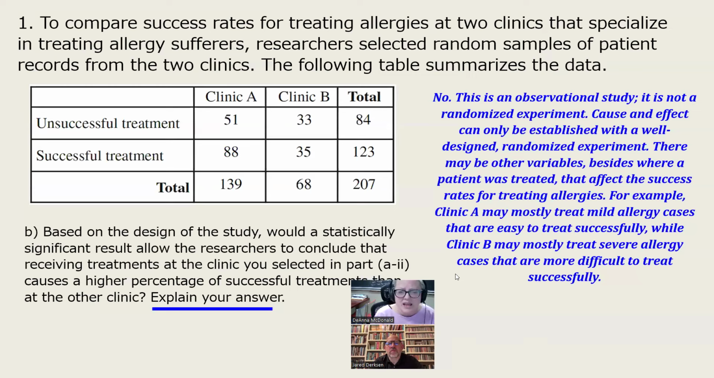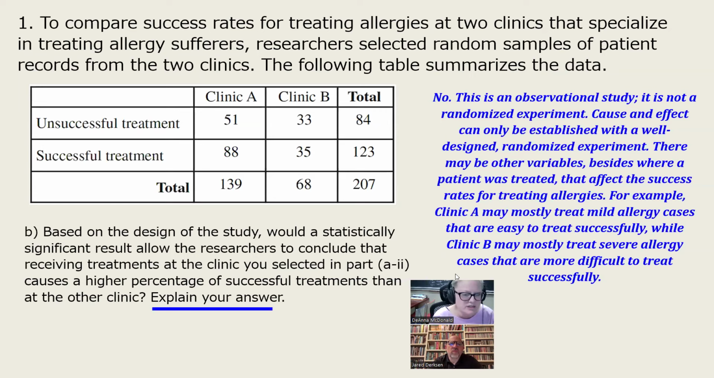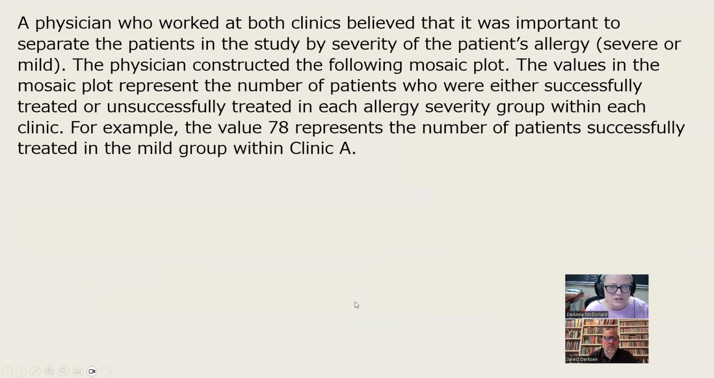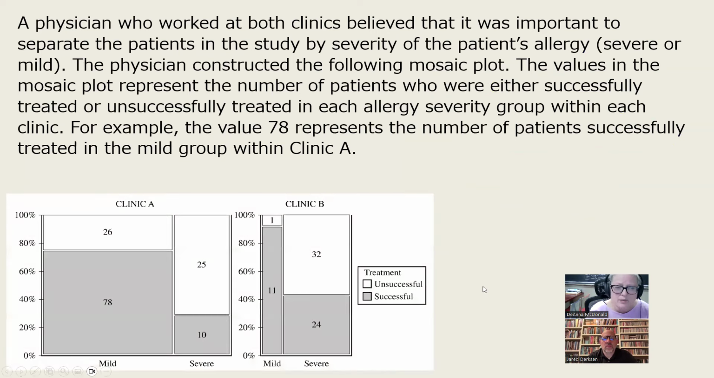For example, Clinic A may treat mostly mild allergy cases that are easy to treat successfully, while Clinic B may mostly treat severe allergy cases that are more difficult to treat successfully. All right, so we have this physician, and this physician works at both clinics. And this physician constructed the following mosaic plot. So here's the mosaic plot.